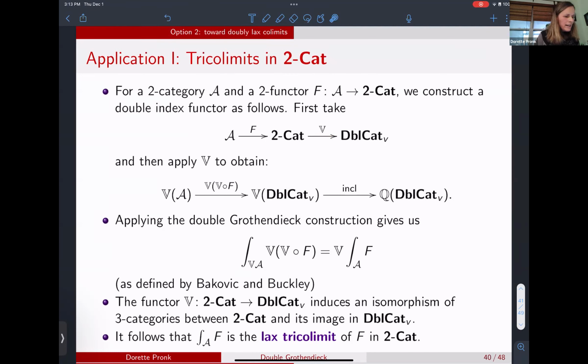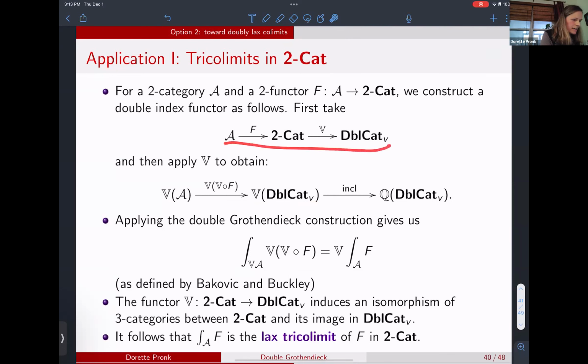And now I can apply V again. So this was just to send 2Cat into double cat V, but now I'm going to apply V to the whole thing so that I get VA as a double category, because I actually want my domain now to become a double category. I go up to here, and then I take the inclusion into Q double cat V.